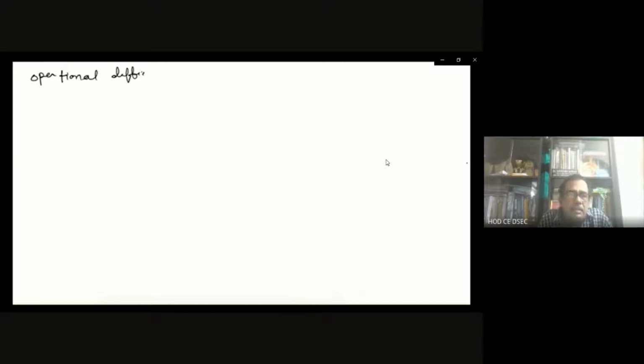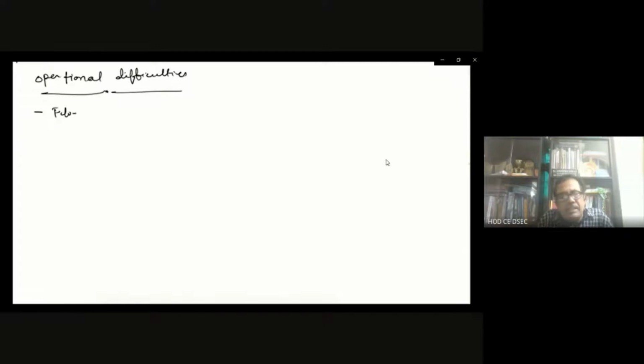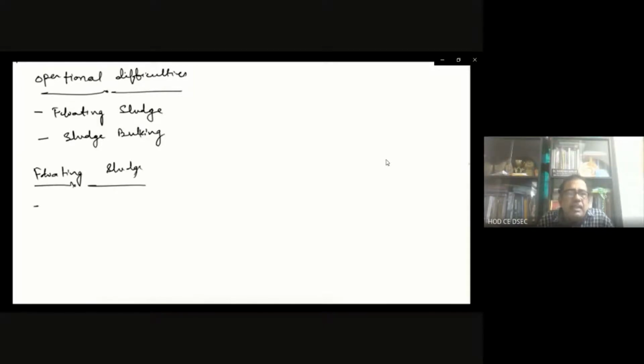Generally, it is being followed. Now, operational difficulties, I must explain what the operational difficulties are in the standard ASP, that is the activated sludge process, and for that the extended aeration system, the modified activated sludge process, has been developed. Two main operational problems we are facing in the activated sludge process: one is the floating sludge and another is the sludge bulking.